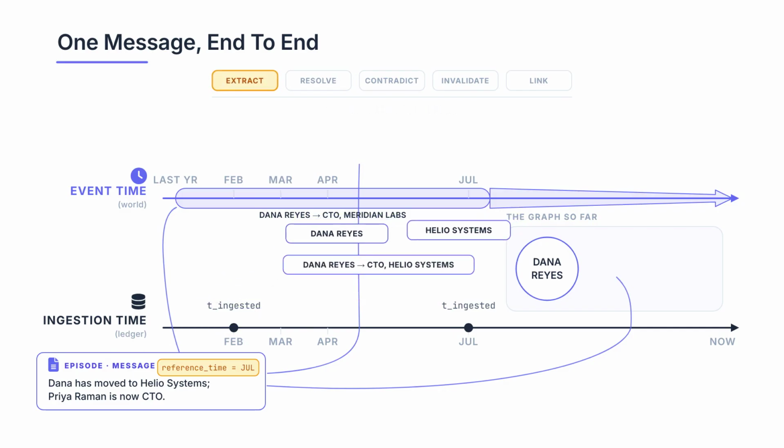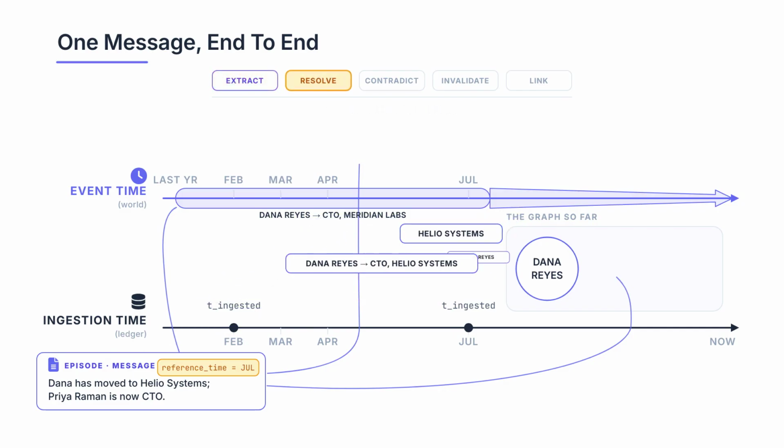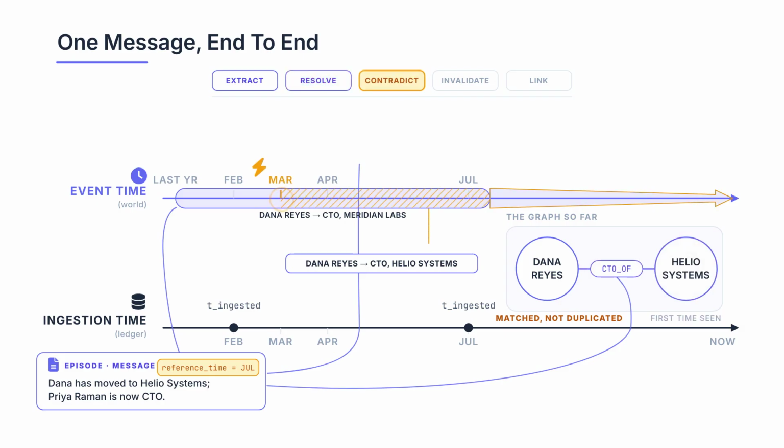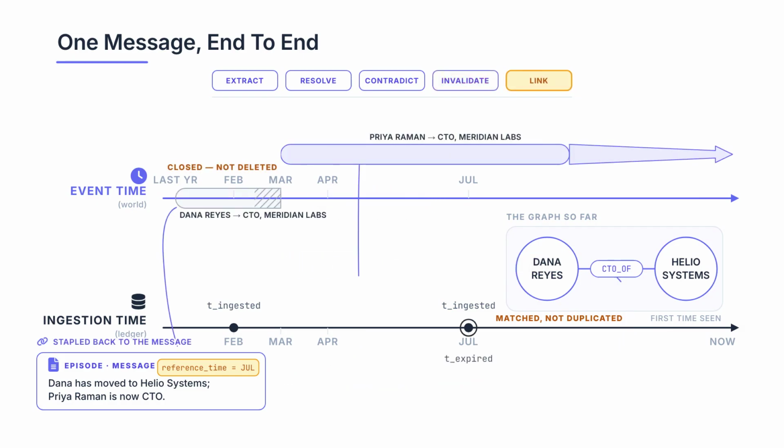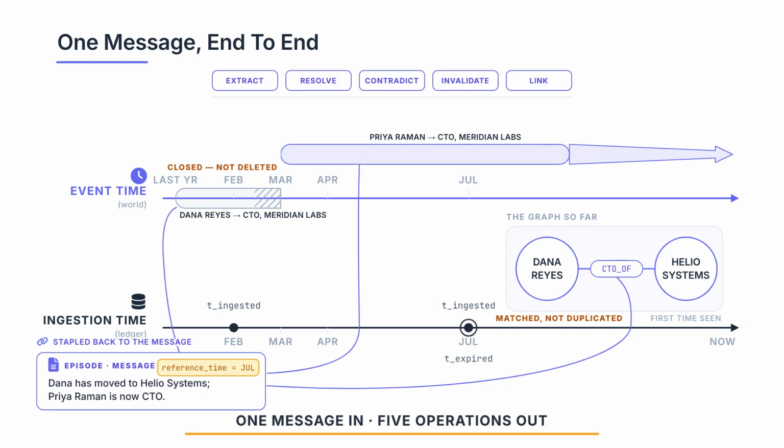It pulls out 2 entities and 1 fact. It matches Dana against the Dana it already knows. It notices the Meridian record cannot still hold. It closes that record, opens the new one, and staples both to the message that caused them. 1 message in, 5 operations out.